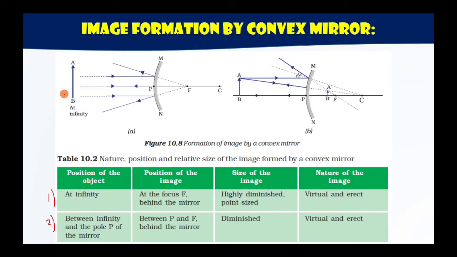First one is at infinity, far away. Now you can see many rays are coming from infinity. They will be incident on the convex mirror like this, and they will reflect back. When they reflect back, the direction is fixed. Why is the direction fixed? Because the incident rays are traveling parallel to the principal axis. You can see this is the principal axis, and the incident rays are traveling parallel to it.